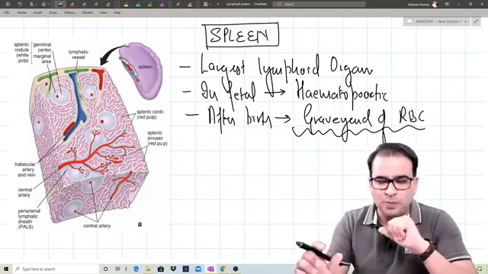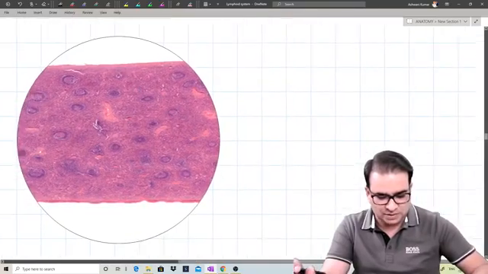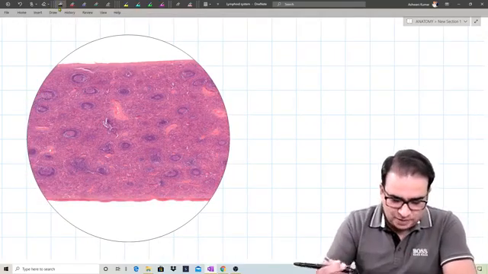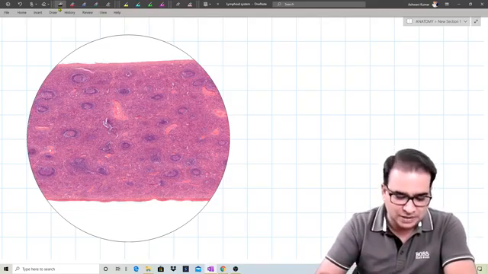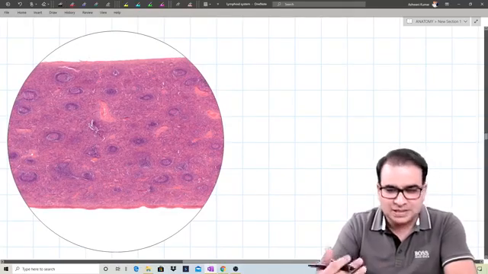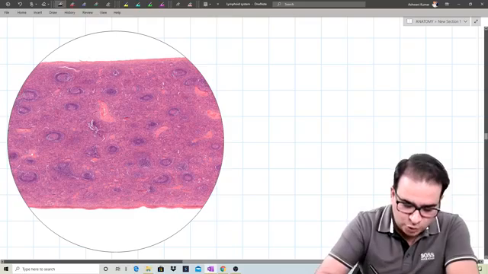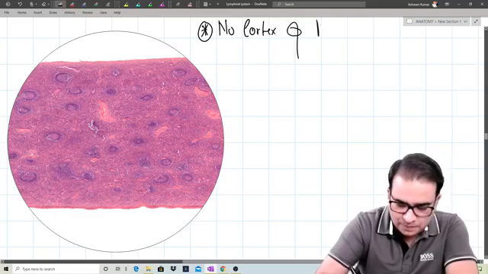First, let's see it at low magnification, guys. Let me put a slide here which is a low magnification of this. What is present here which is common to the lymph node, and what is not here? The first thing is what is not present. We cannot differentiate the slide of a spleen into cortex and medulla. So guys, the first important thing to note is that there is no cortex and medulla.